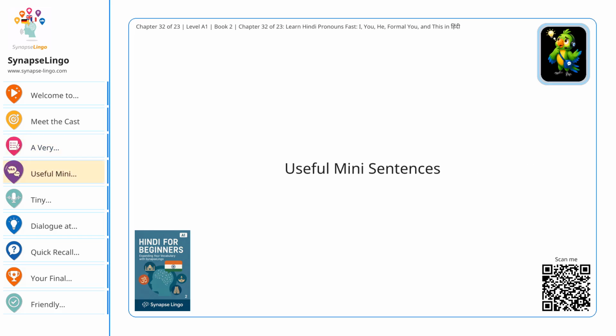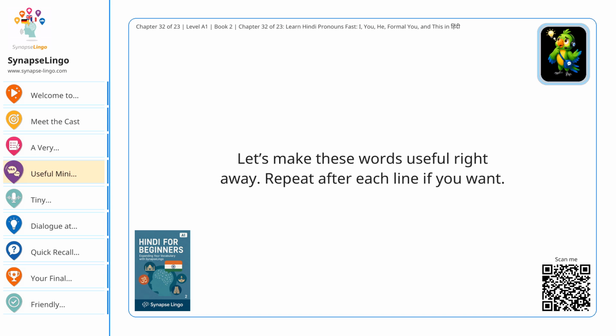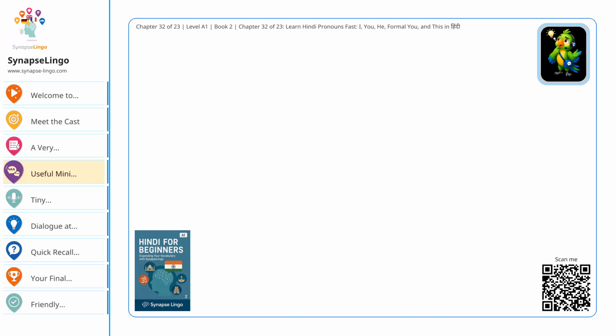Useful mini-sentences. Let's make these words useful right away. Repeat after each line if you want. I am here. In Hindi. मैं यहाँ हूँ. I learn Hindi. In Hindi. मैं हिंदी सीखता हूँ. You are here. In Hindi. तुम यहाँ हो. Are you ready? In Hindi. तुम तैयार हो.